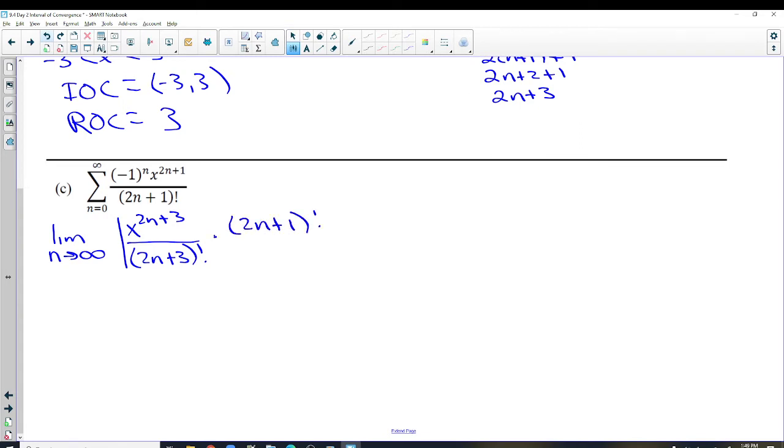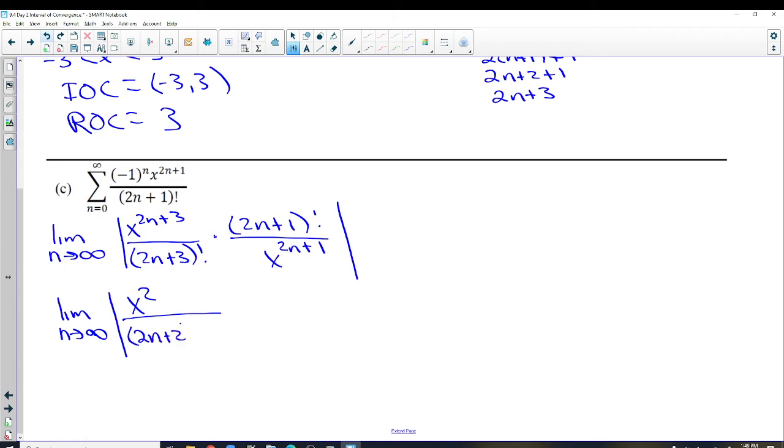2n plus 1 factorial over x to the 2n plus 1, absolute value. All right, we only got two things really to worry about. Limit as n approaches infinity of the absolute value of, there are two extra x's on top. The bottom, if I made them both 2n plus 1 factorials, what I would have left is 2n plus 2 and 2n plus 3. If they're both 2n plus 1 factorials, I'd have to make the 2n plus 3 factorial.